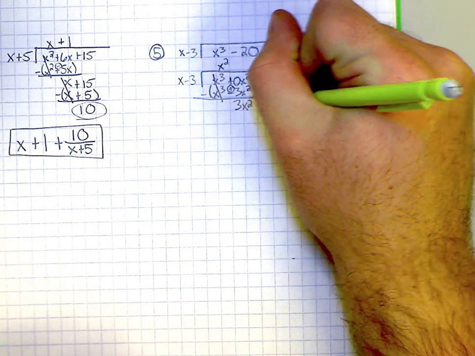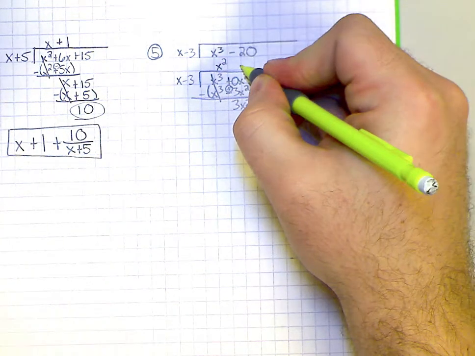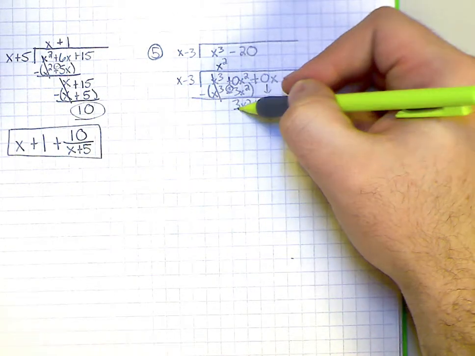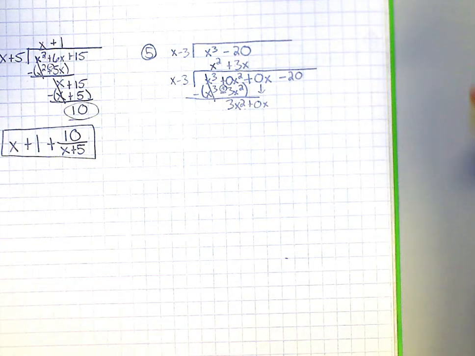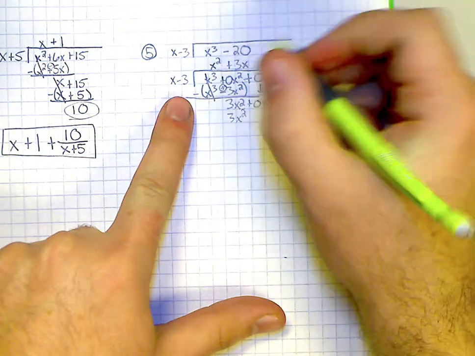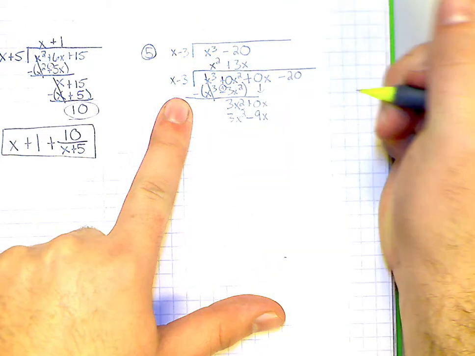is a 0x, and I can figure out what I need to put on the top here to get that 3x squared. Well, I have an x, so I need another x, and I also need the 3, so I need a 3 and an x. 3 times x gives me 3x squared. Then when I go to the next one, I'll have 3x times a negative 3 gives me negative 9x.